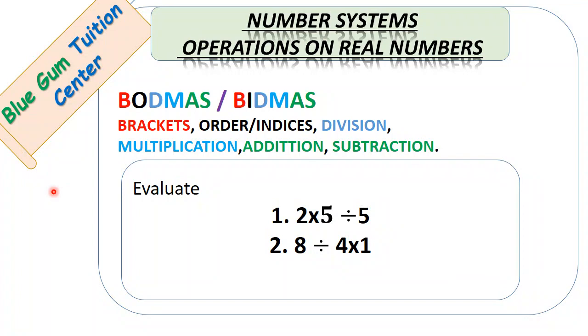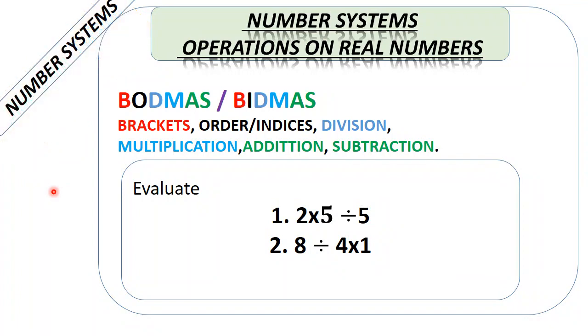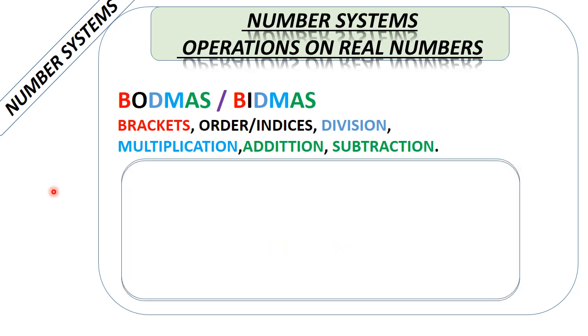Let's take a look at another example. These two examples involve multiplication and division. Let's start with example number 1. Example number 1 says evaluate 2 times 5 divided by 5. Which one are we going to start with? Times or division? If we refer to BODMAS, division, multiplication.